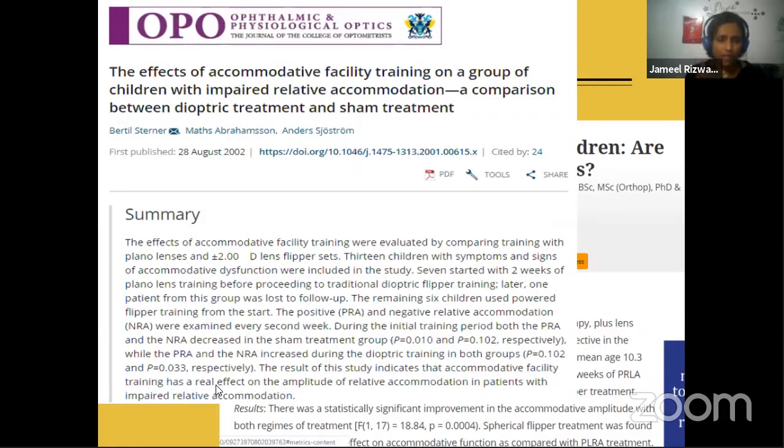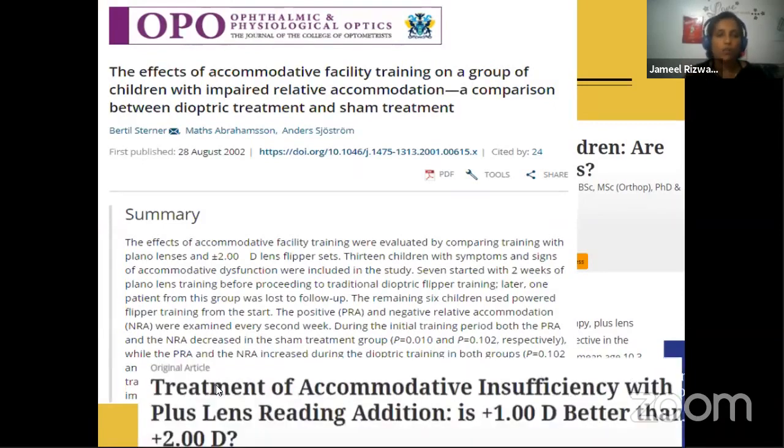I'm emphasizing this time and again because in this era you're going to see a lot of accommodative dysfunction, I bet you. So that's why I'm preparing your mind that the importance of vision therapy and accommodative facility training is all going to become super important.